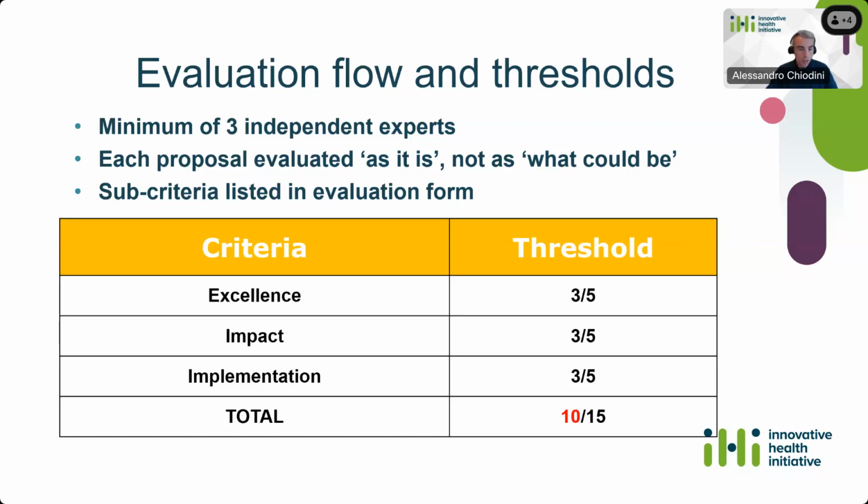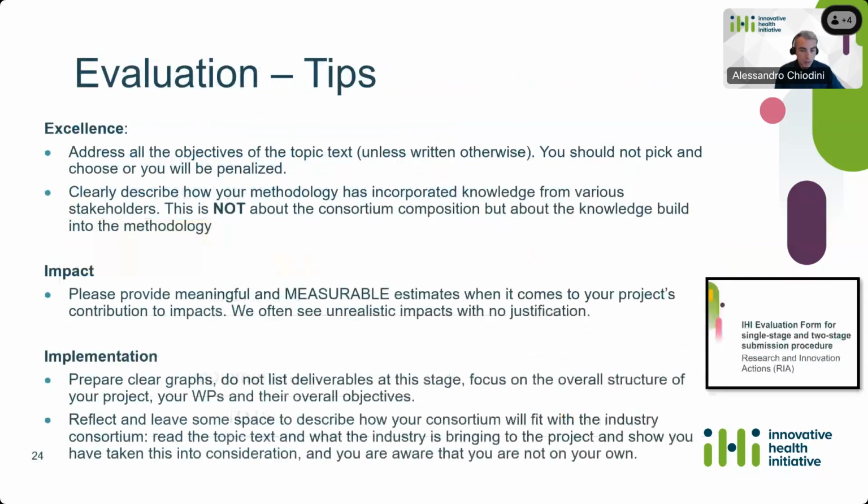And then each criterion is scored between 0 and 5, and the threshold for each is 3 in order to pass, but then the total is 10 over 15. And then I would like to conclude this part with some evaluation tips.